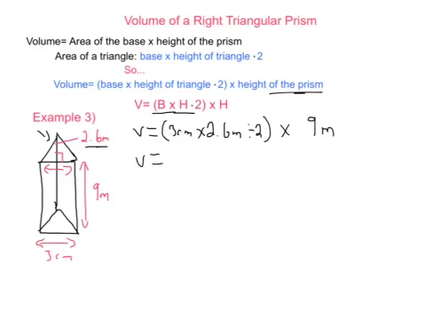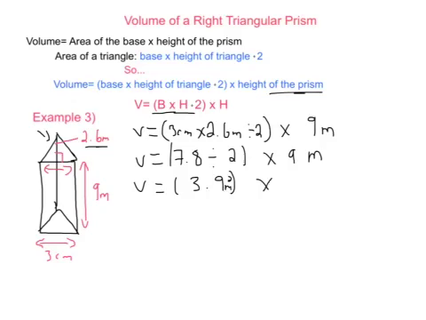Now when we do our work here, we've got 3 times 2.6, which ends up becoming 7.8. And then when we divide it by 2, we get a total of 3.9. Sorry, I got ahead of myself there. Now we have 3.9 meters squared, times 9 meters. To finish that off, 3.9 times 9 becomes 35.1 meters, and as we know, it's cubed.